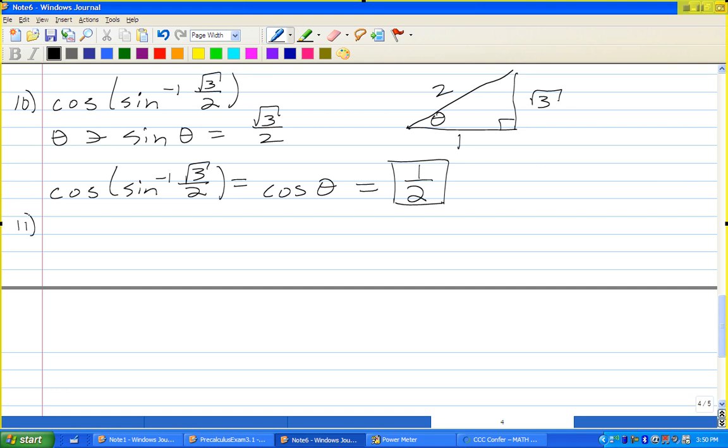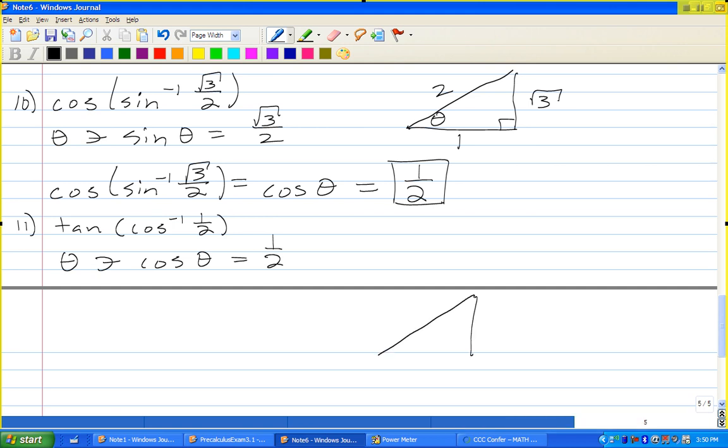Let me do problem number 11. Tangent of cosine inverse 1/2. So define theta such that cosine theta is 1/2, which is the above triangle actually. So you have a rad 3 also.